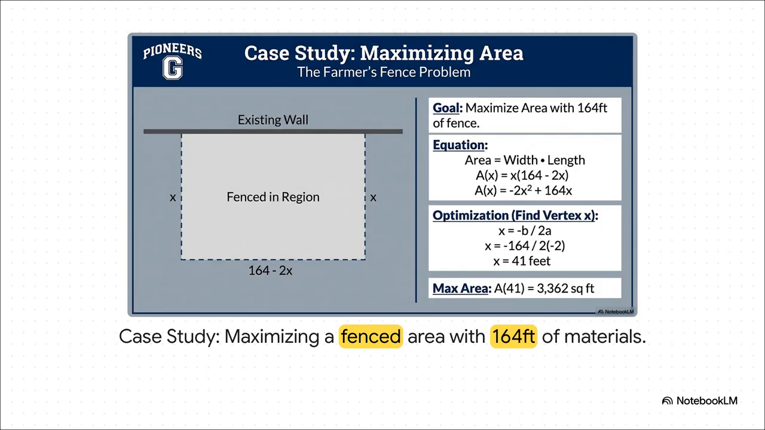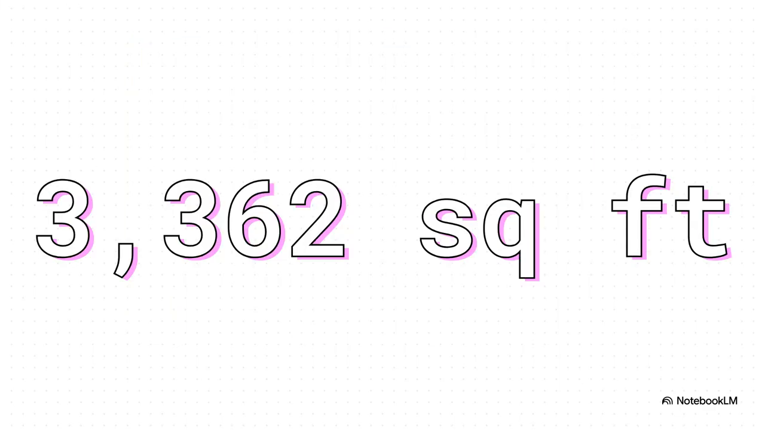Well, you can model this problem with a quadratic equation, where the area depends on the width of the pen. So how does the farmer figure out the absolute biggest area they can fence in? It's simple. All they have to do is find the vertex of that area function. The math tells them the perfect width is 41 feet, and when you plug that back in, you get the maximum possible area, a whopping 3,362 square feet, all thanks to knowing how to find the vertex.